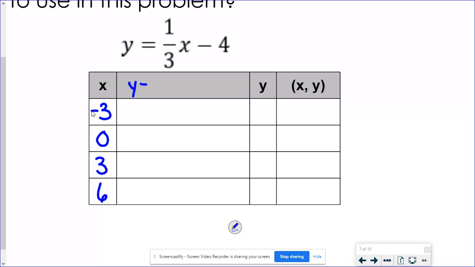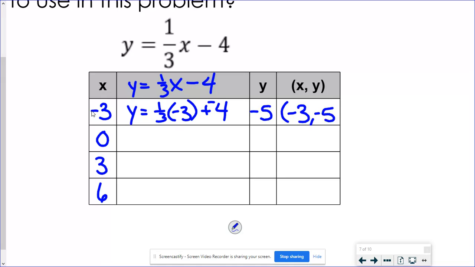So if I have y equals 1/3 x minus 4, I'll have y equals 1/3 of -3. Now, you should be able to do that in your head, but feel free to grab a calculator. That's -1 plus a -4. -1 and -4 is -5. When I put in a 0, 0 is my favorite because anything times 0 is 0. 0 plus a -4 is going to be -4.